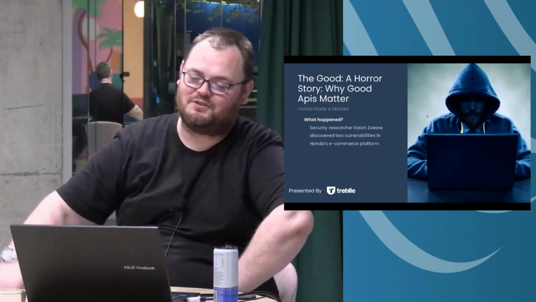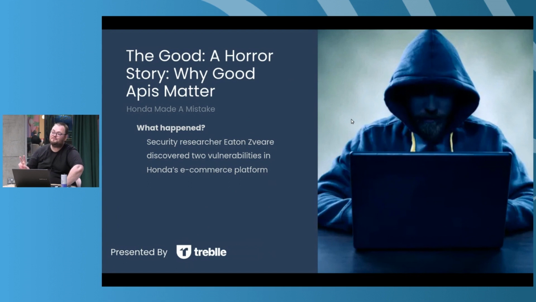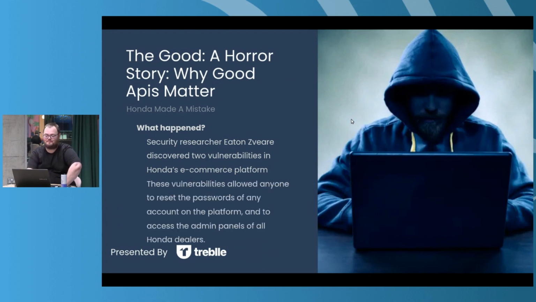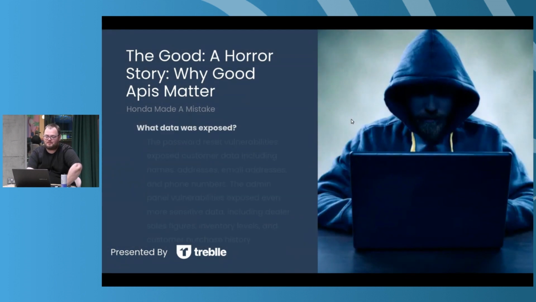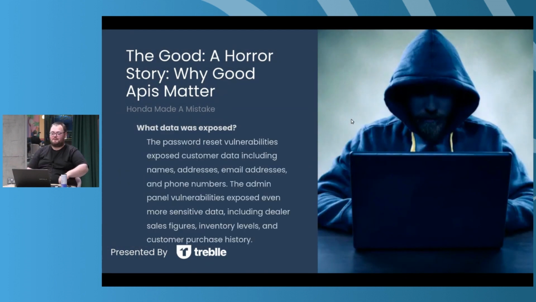A security researcher, Eaton Zavere, discovered two vulnerabilities in Honda's e-commerce platform. These vulnerabilities allowed anyone to reset the passwords of an account on the platform and to access all of the admin panels for the Honda dealers. That's fairly significant. What data was exposed? Pretty much everything. The password reset vulnerability exposed customer data, addresses, names, email addresses, phone numbers. The admin panel exposed even more sensitive data, including dealer sales figures, inventory levels, and customer purchase history.